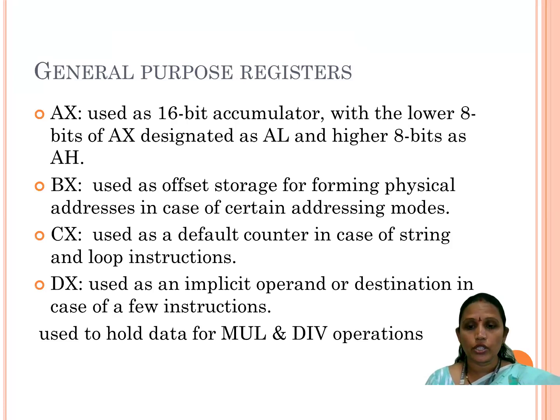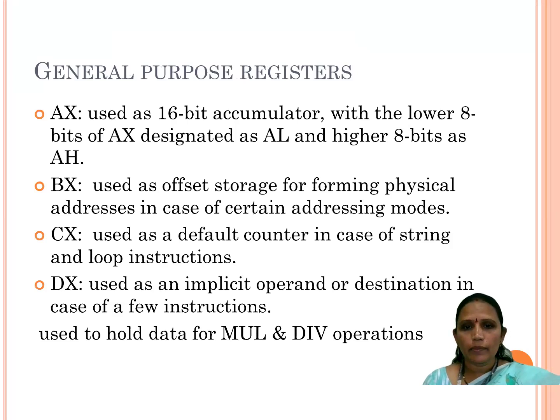So first, the general purpose registers. As I already told, we have 4 different types of general purpose registers. The first one is the AX register, called the accumulator register. It can be used to perform 16-bit accumulation operations. The lower 8 bits of AX are designated as AL, and the higher 8 bits as AH. So the total 16-bit register can be divided into 2 parts, AH and AL.